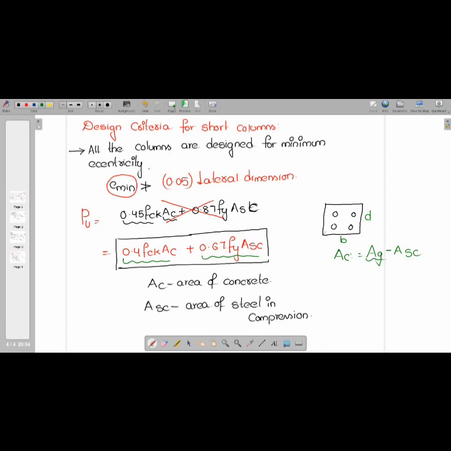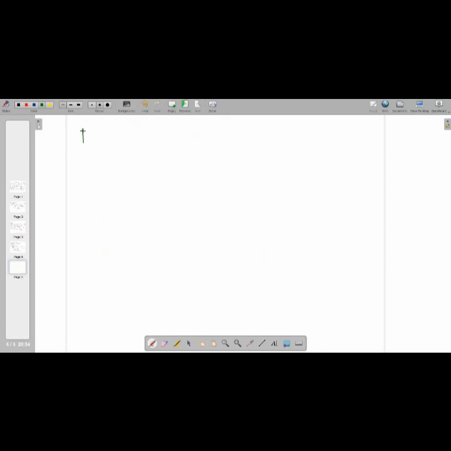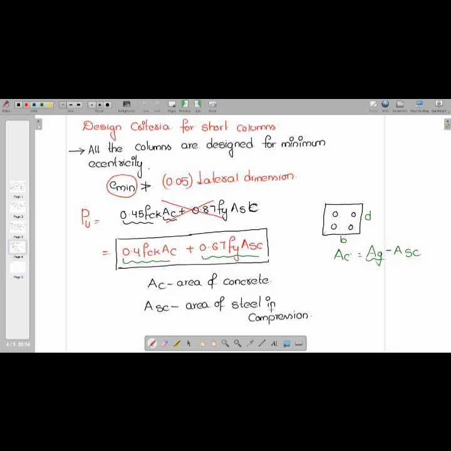Now see, students, this was asked in GATE exam. Tell me, how do you find AC? Suppose you have a column like this, you will have steel bars like this. For the total area, what is the area of the circle? Pi r square, minus whatever the area of steel, suppose it is 200 mm square. Remove that and you will get the area of concrete.